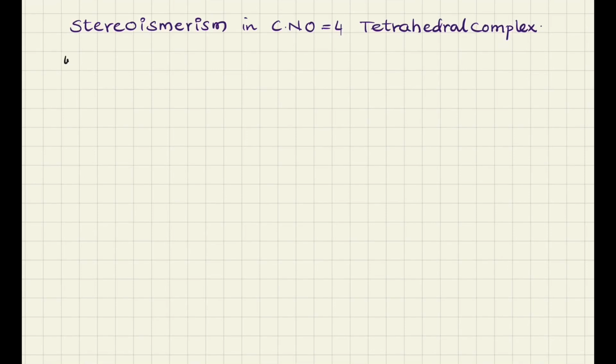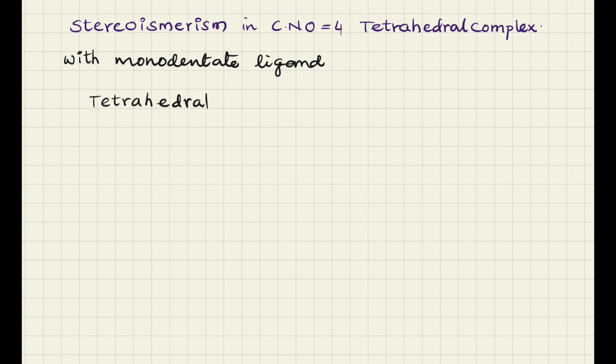Hi, today I want to discuss stereoisomerism in coordination number 4 tetrahedral complexes with monodentate ligands. We know that a monodentate ligand means a ligand that donates one pair of electrons to the metal ion. In tetrahedral complexes, stereoisomerism shows geometrical isomerism and optical isomerism. We will discuss whether these two isomerisms are possible or not.